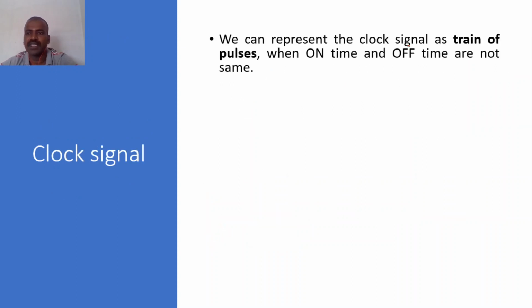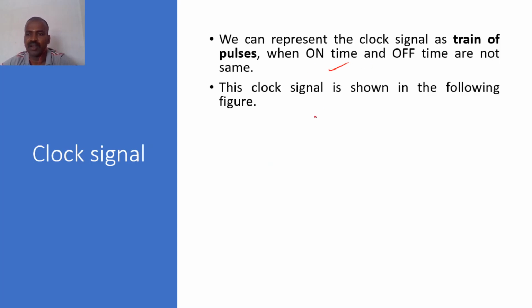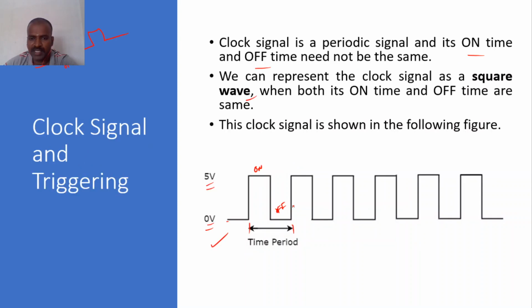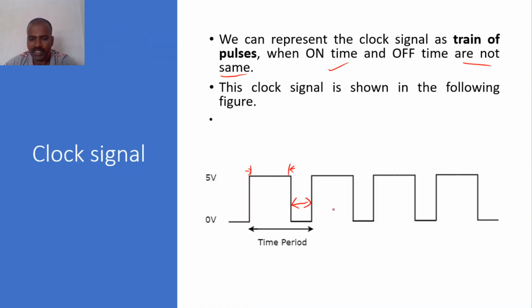So we can represent the clock signal as a train of pulses when on time and off time are not the same. The clock signal is shown in the figure. See, this width is very high, and here the width is very low. So on and off time are not the same. This is the example. The previous one is for the same level. Here the two are the same; see, on time and off time are the same. This is the example for not the same. I hope all of you can understand.